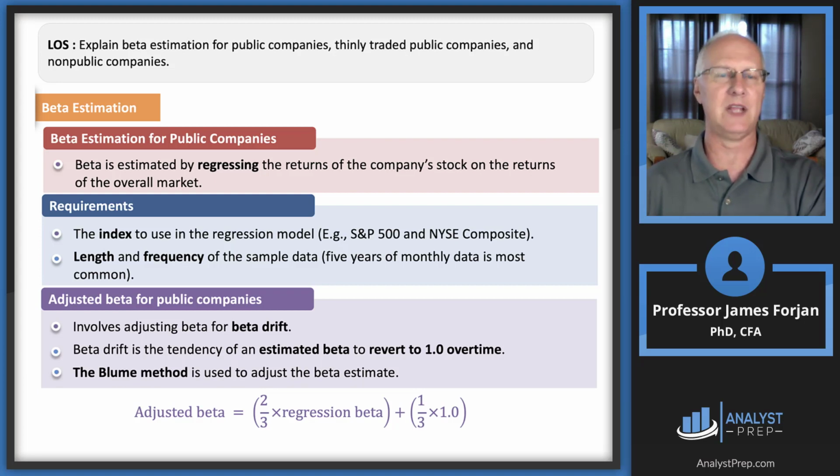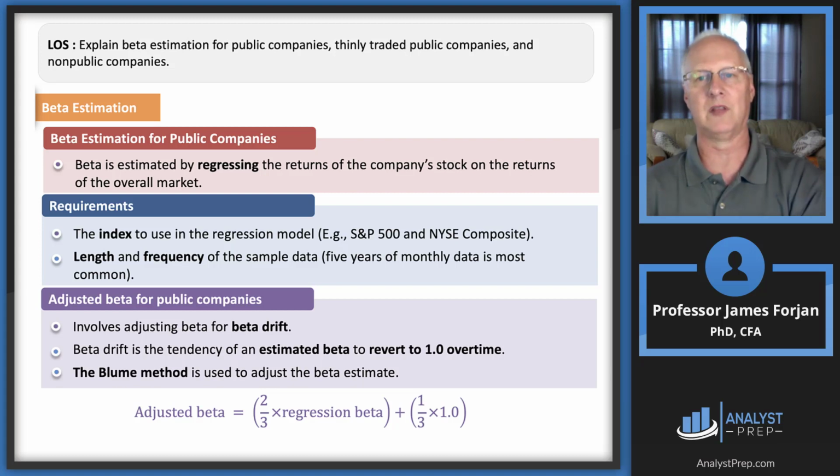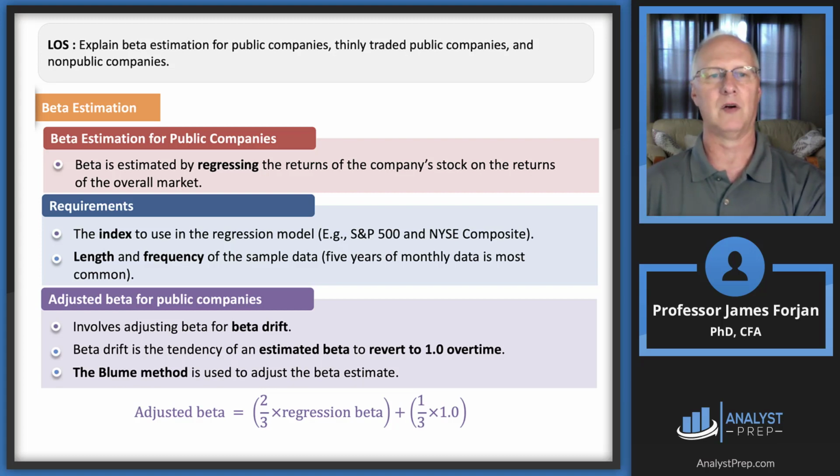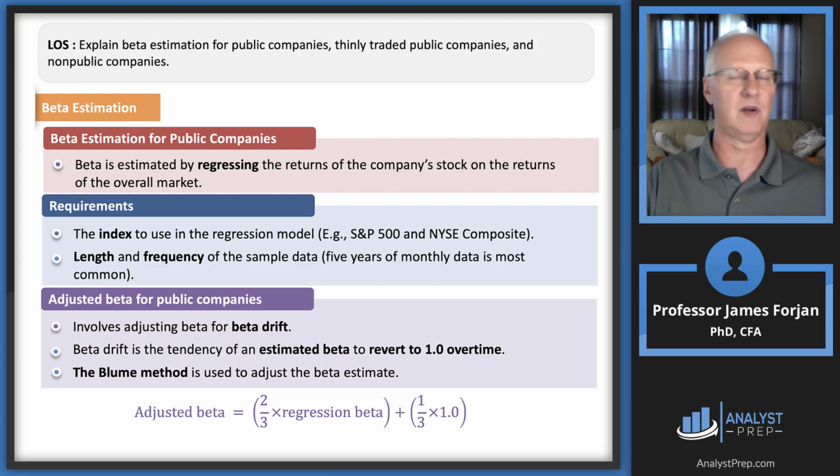And it's that easy. So beta is estimated by regressing the returns on a company's stock on the returns of the overall market. I just used Coca-Cola in the S&P 500. The index has to be something that's relevant, right? You wouldn't want to use the S&P 500 index if I'm Jim's Soap Company. Jim's Soap Company is not a part of the S&P 500 index.